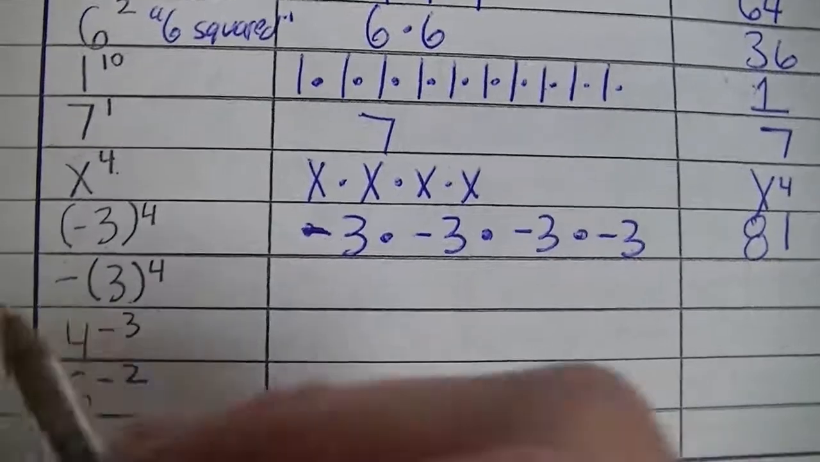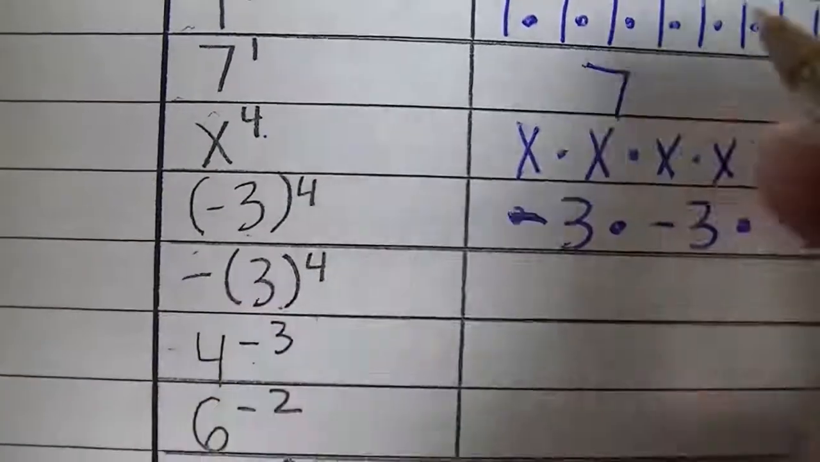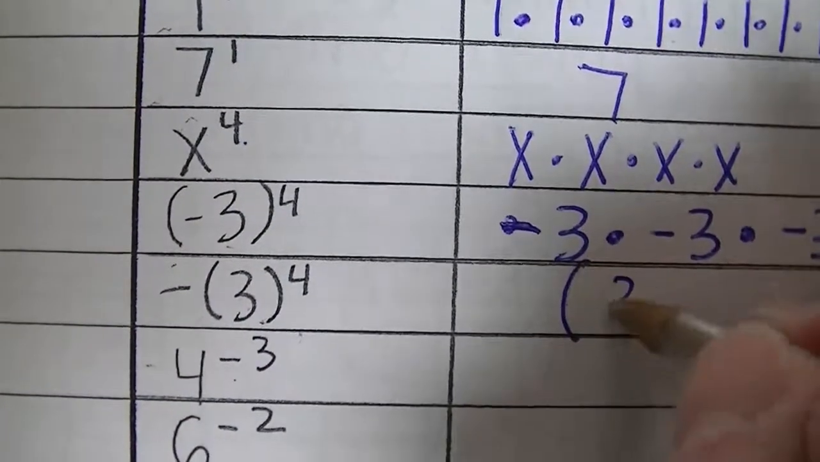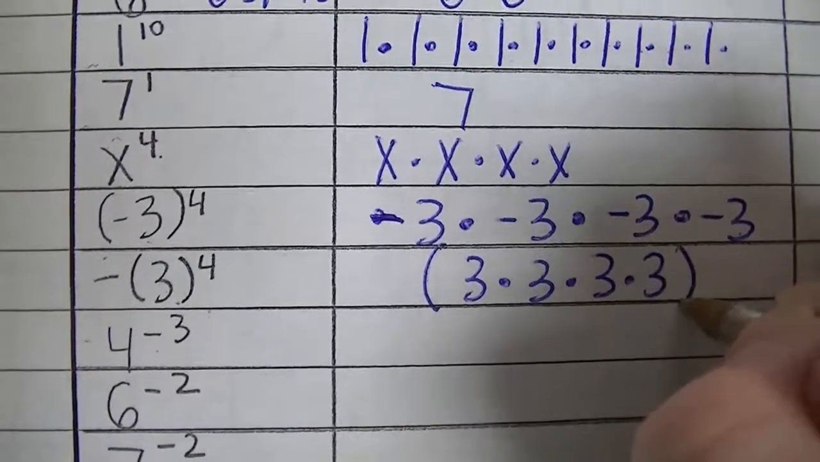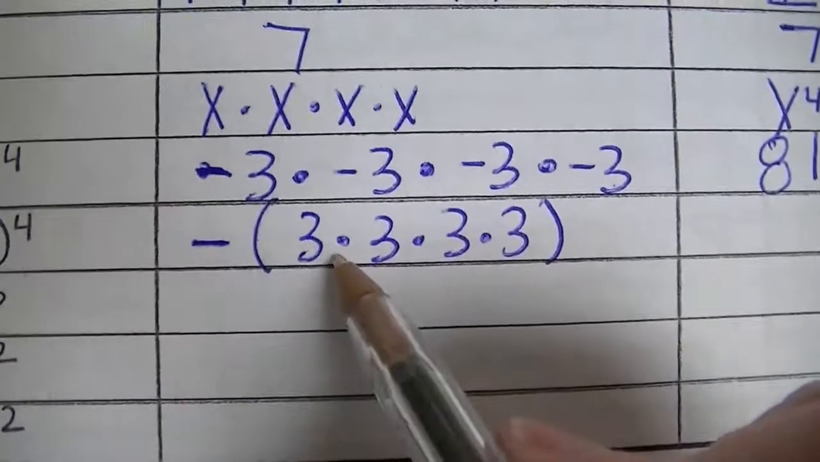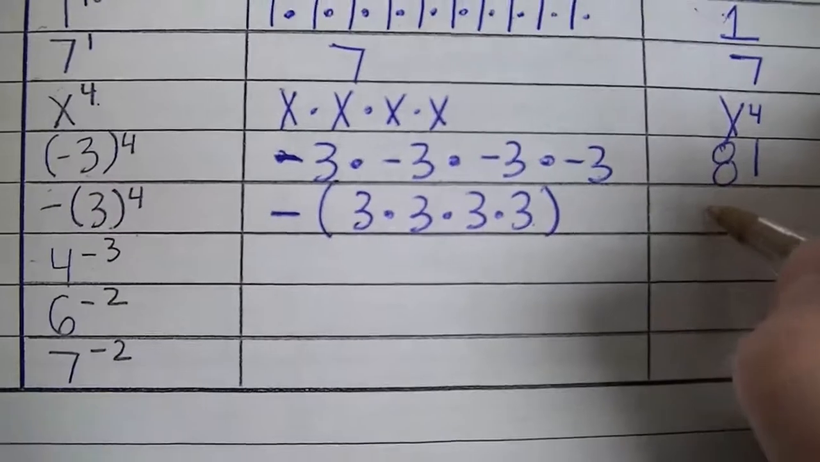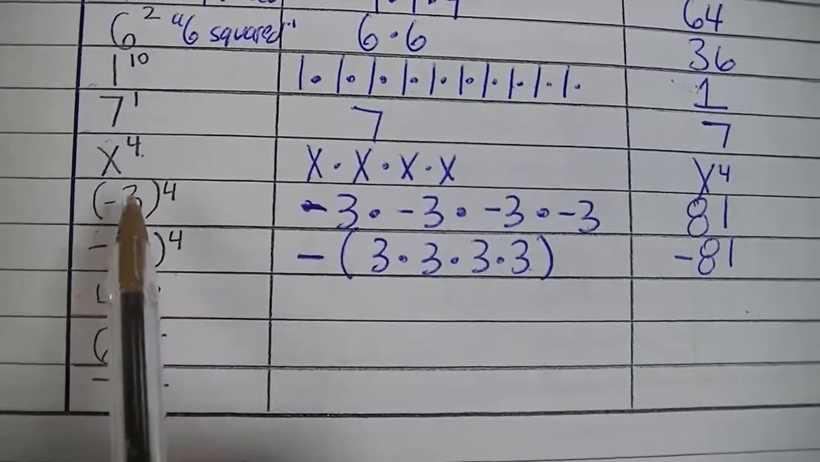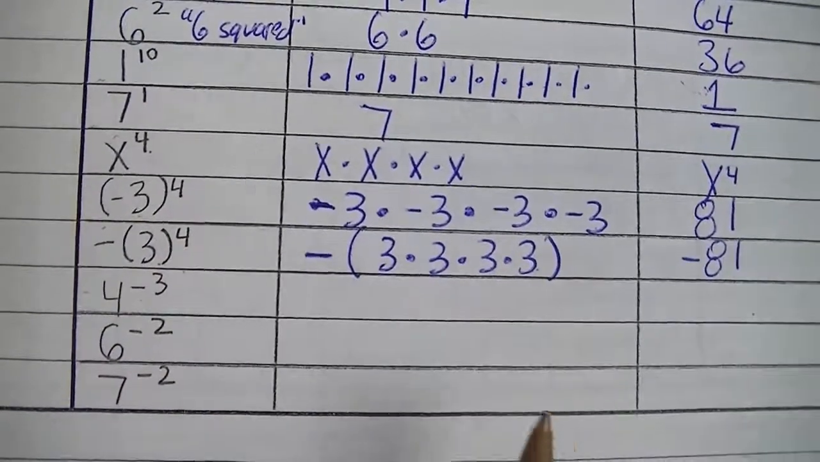Okay? Now this one right here, this is what it'll look like. You'll notice that the negative is outside the parentheses. So let's go ahead and go 3 to the 4th power inside the parentheses. Okay, and we'll get that answer and then place a negative once you get the answer. So 3 times 3 times 3 times 3 is 81, then make it negative. Okay, so go ahead and think for a second, what is the difference and how are they displayed, okay?